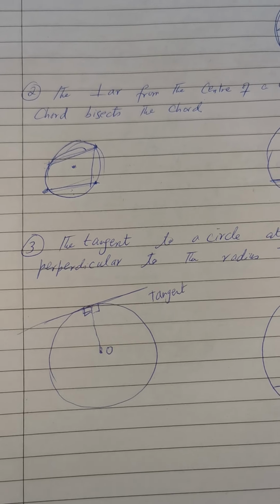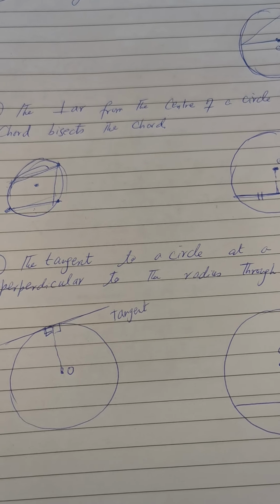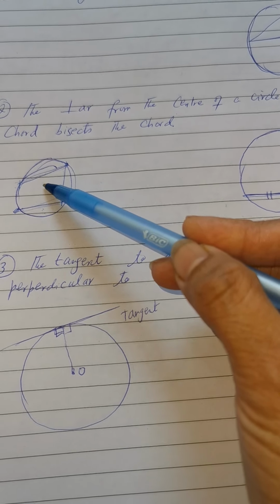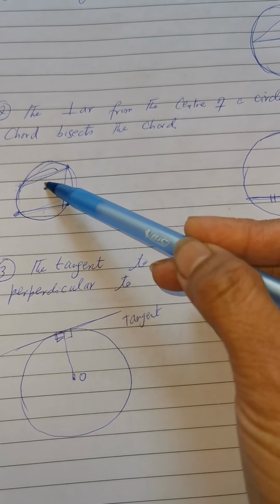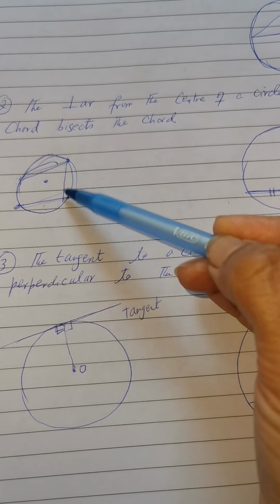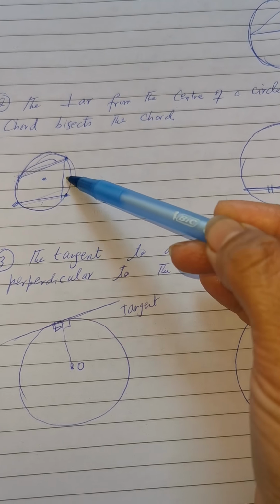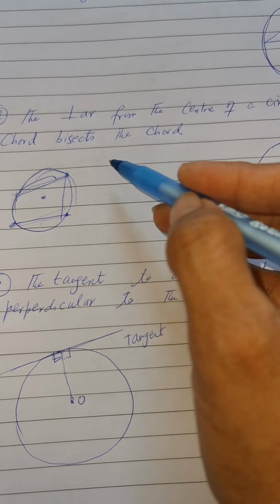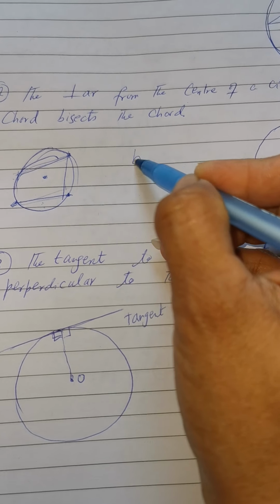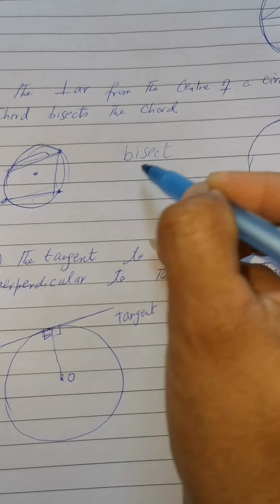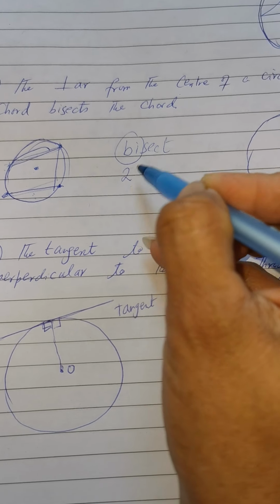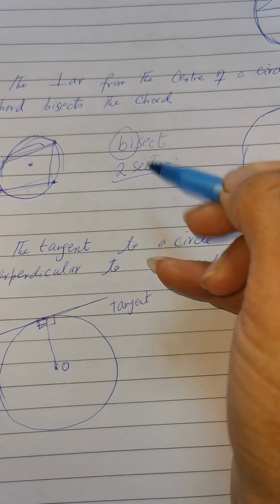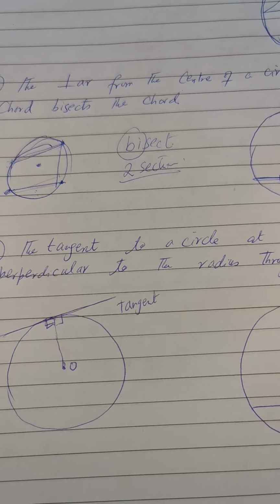So the second property says that if you draw a perpendicular from the center of the circle, it will bisect the chord. Bisect means it will cut your line into two equal parts. This is called bisect or bisector of a line. You will remember this by the word bisect. Bi means two parts, sect means sections. So bisect means you have to divide it into two equal parts.